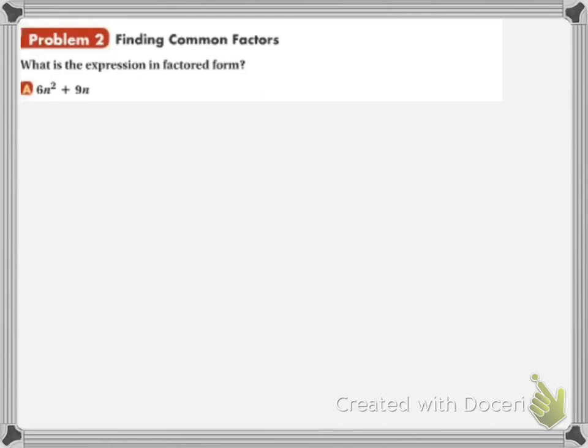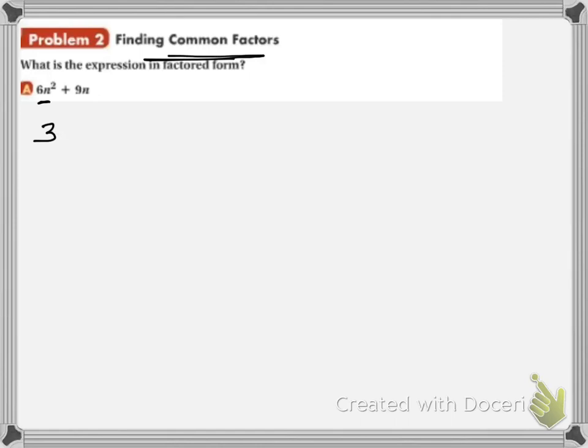Now, problem 2, I really find that this is where kids struggle the most, finding the expression in factored form. So, looking for common factors. What does 6n squared and 9n have? Well, 6 and 9, there's a function in your calculator called GCF, greatest common factor. You can figure that out if you really need it. But between 6 and 9 is 3, so I'm going to pull 3 out.